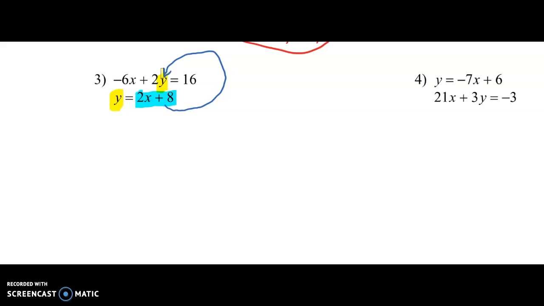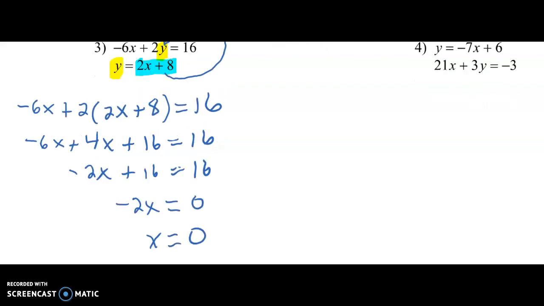So that substitution is going to look like this. Negative 6x plus 2, and in parentheses, 2x plus 8, close parentheses, equals 16. So now we need to solve for x. And what we do, we get x is equal to 0.